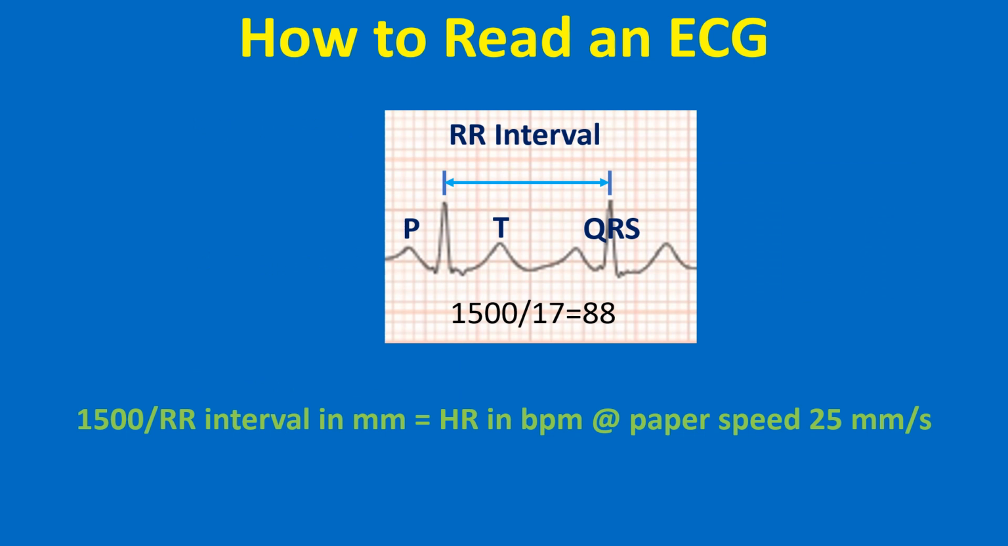Heart rate can be calculated from the RR interval between two consecutive R waves. 1500 divided by RR interval in millimeters will give the heart rate in beats per minute. 1500 millimeters is the product of paper speed 25 millimeters per second and 60 seconds in a minute.